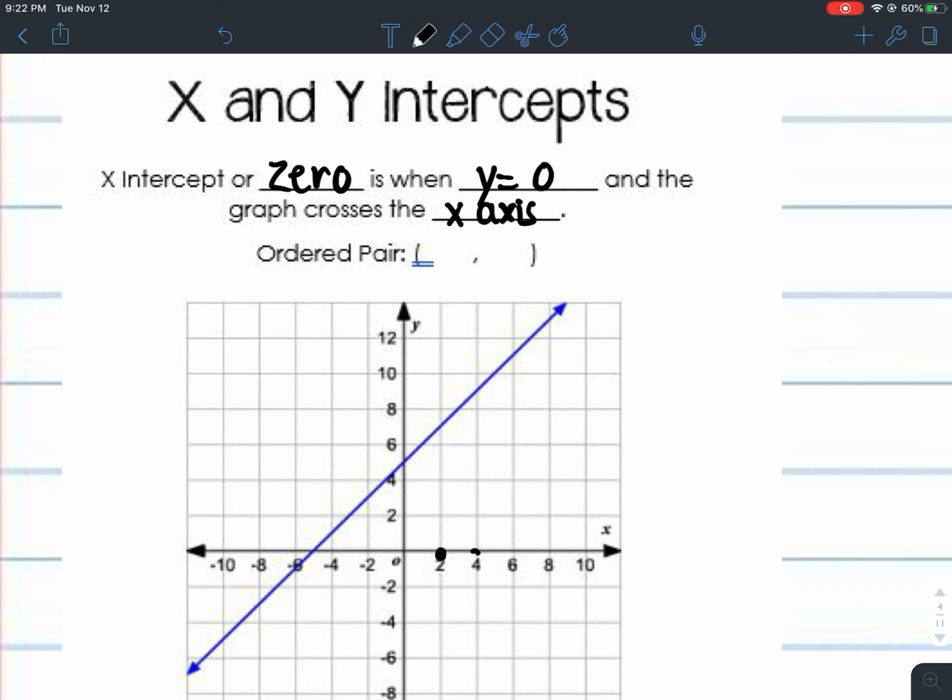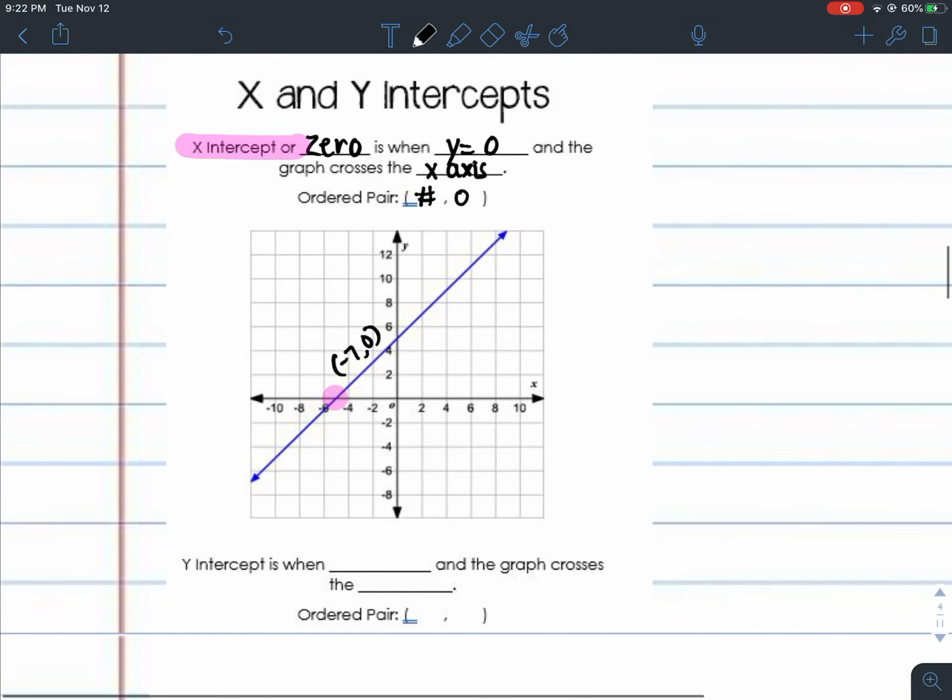2, 0, right? 4, 0, 6, 0, 8, 0, negative 1,000, 0. All of them are going to be on the x-axis and they're all going to have 0 in the y coordinate. So the way the ordered pair is written is a number and then 0. On this graph here, the x-intercept is right there, and it looks like it's negative 7, 0.